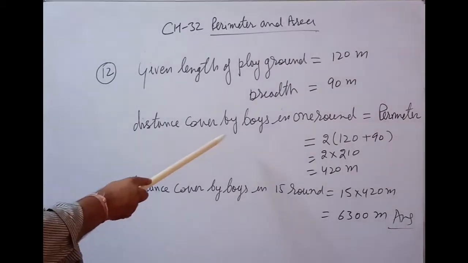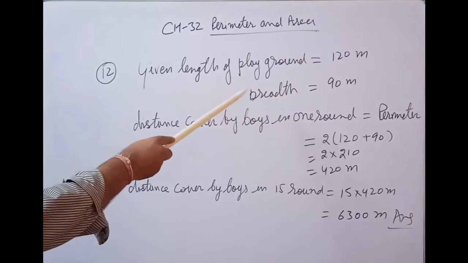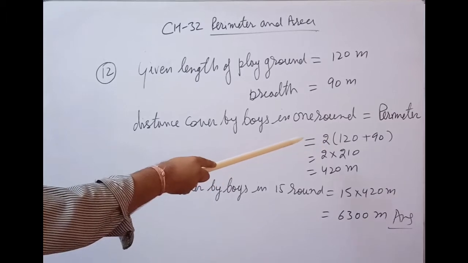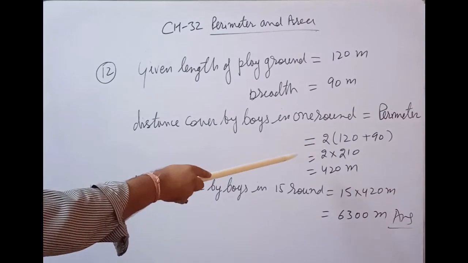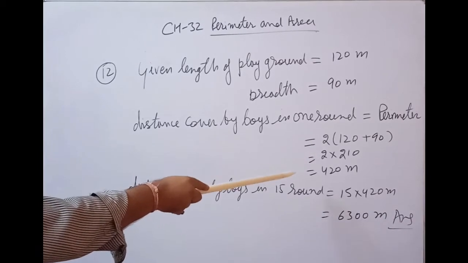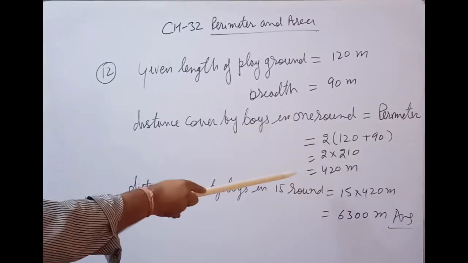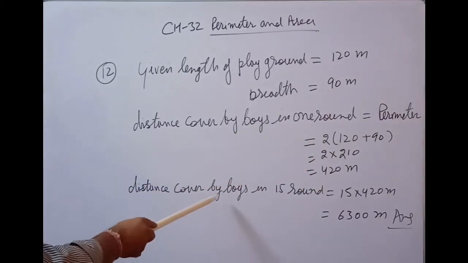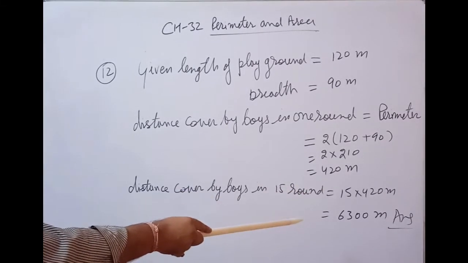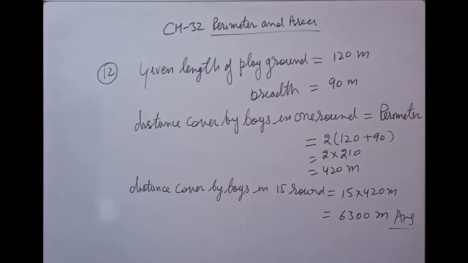So the distance covered by the boys in one round equals the perimeter of the playground, and you know perimeter equals 2 into (L plus B), that is 2 into (120 plus 90), or 2 into 210, or 420 meters. So the distance covered by the boys in one round equals 420 meters. So the distance covered by the boys in 15 rounds is 15 into 420, that is 6300 meters, the answer. So in that manner we will do sum number 12.